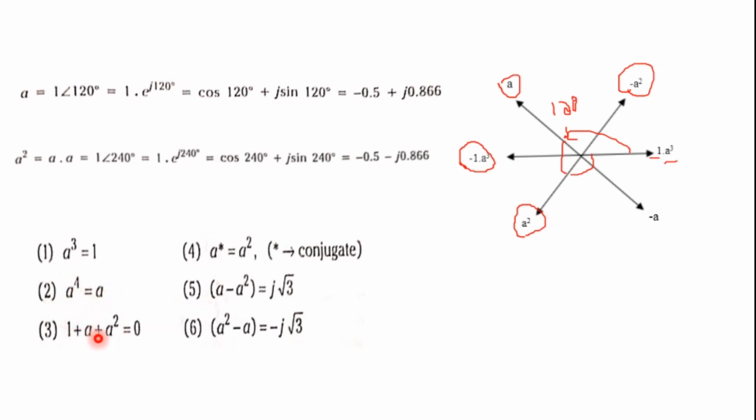So 1 plus a plus a square will become 0. Most of the time this is going to help us solve a lot of complex numericals. The conjugate of a will become a square. This is also another one which I need to consider. Then a minus a square will become j root 3, but a square minus a will become minus j root 3. These are some of the formulas which we need to remember to solve complex numericals.